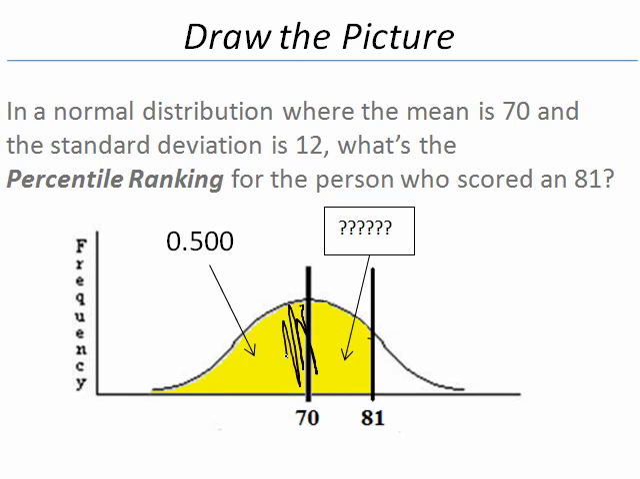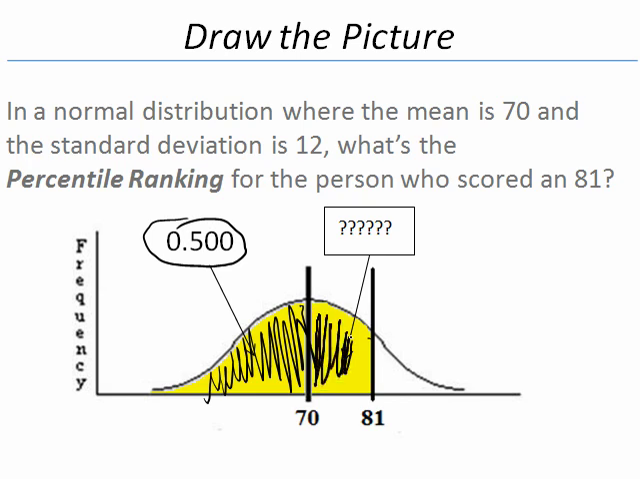The area below the mean is half of the population. That is, half the people scored below the mean and half scored above. So that's pretty straightforward. It's going to be 0.500. The other area that we need to figure out, though, is those people who scored between the mean and the value of 81. Once we figure that area, we can combine the 0.50 plus the people who scored between the 70 and 81 to determine the proportion of people who scored below an 81.